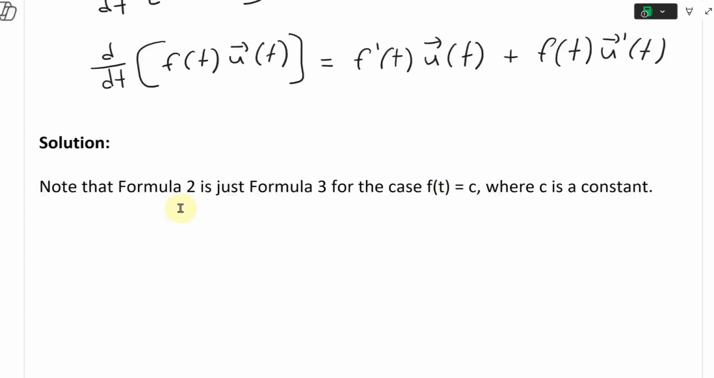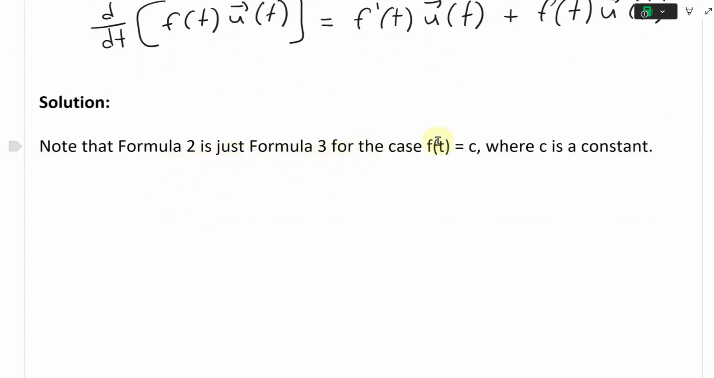Solution: note that formula 2 is just formula 3 for the case f of t is equal to c, where c is a constant. So basically if we show that it follows from formula 3, then all we need to do is prove formula 3, and that automatically proves formula 2.